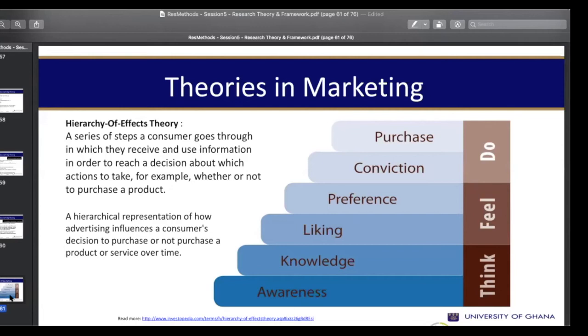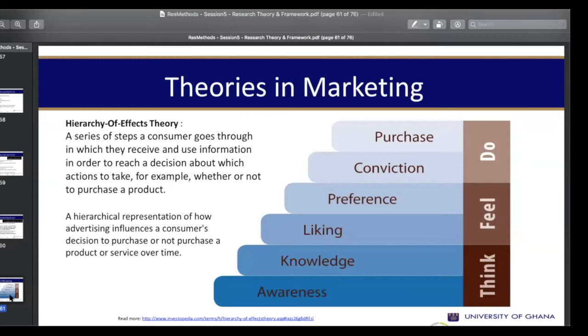So do you see that? Awareness, liking, conviction, and purchase. So at the first stage, people need to think. So you need awareness and knowledge. Then you need to feel, need preference and liking. Then you need to make them actually consume the product by leading to a purchase. So you have to give information.